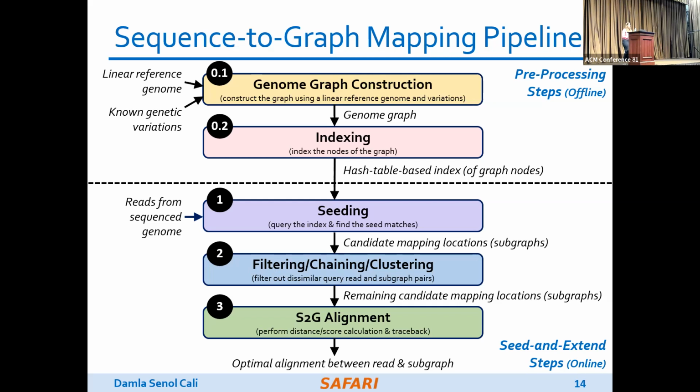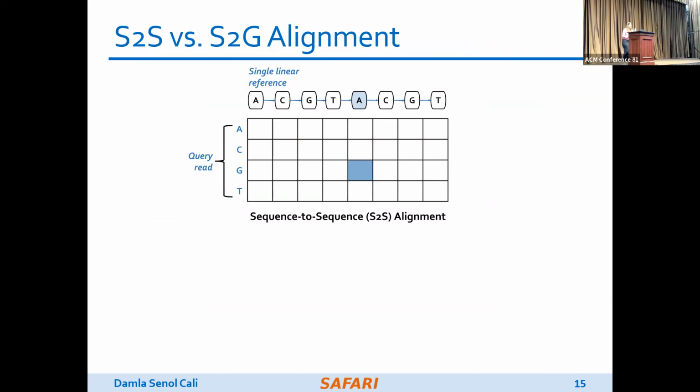So alignment is the most expensive step of this pipeline, so let's look at it in detail. Traditional sequence-to-sequence alignment typically employs dynamic programming-based algorithms with quadratic time and space complexity. A DP-based algorithm operates on a table, as you can see here, where each column of the table corresponds to a reference character and each row of the table corresponds to a query read character. And in sequence-to-sequence alignment, a new cell, which you can see here, the dark blue one, in the table is determined with simple rules from three of its neighbor cells.